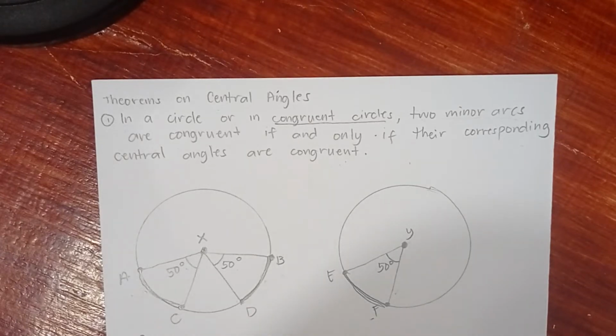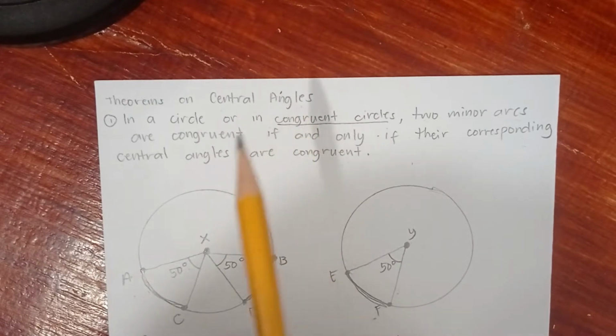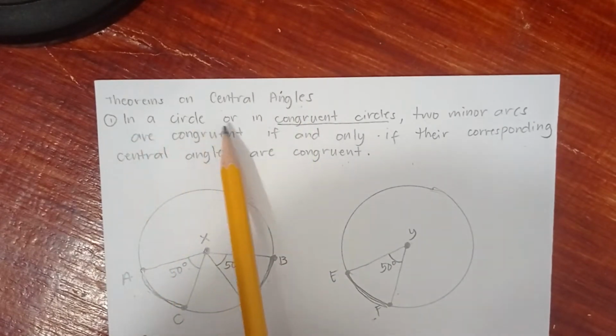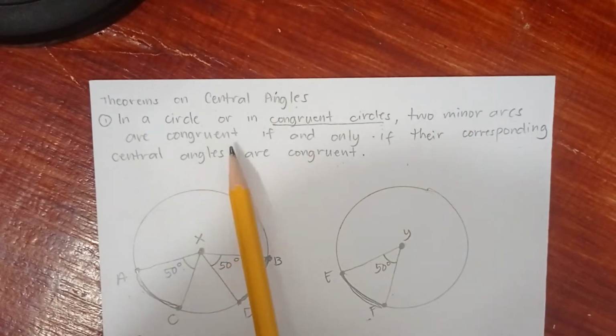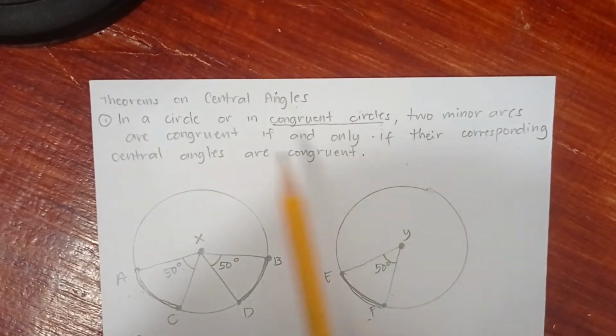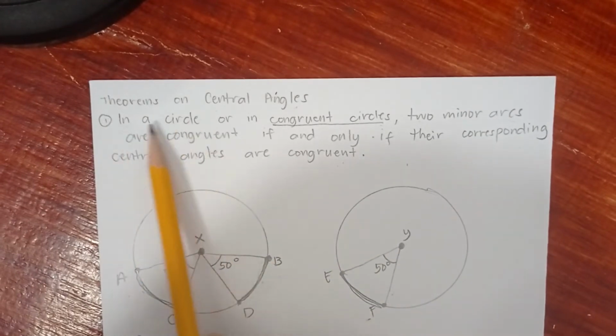For this lesson, we will be discussing the theorems on central angles, arcs, chords, and inscribed angles. Okay? So, the first theorem that we will be discussing is about central angles. Sabi dito, in a circle or in congruent circles, two minor arcs are congruent if and only if their corresponding central angles are congruent. So, dito muna tayo sa in a circle.